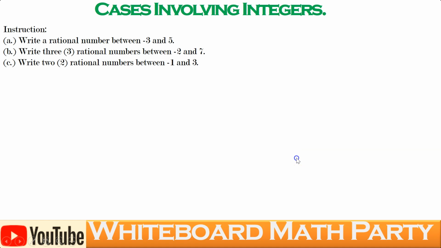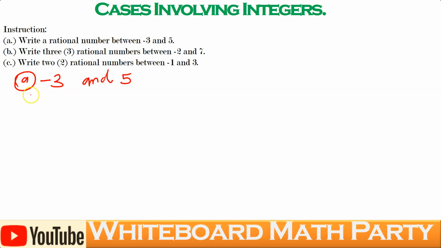So I'm going to show you using example A, as you can see right here on this board. The first example requires us to write a rational number between -3 and 5. So I'm going to bring it down right here. -3 and 5 are the two numbers we are working on. -3 and the number 5.